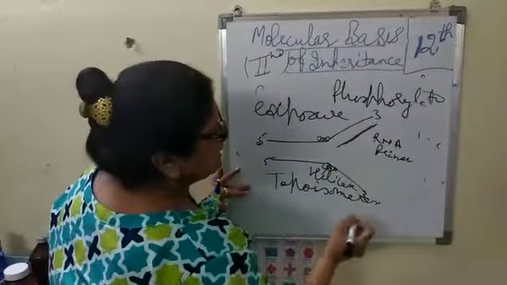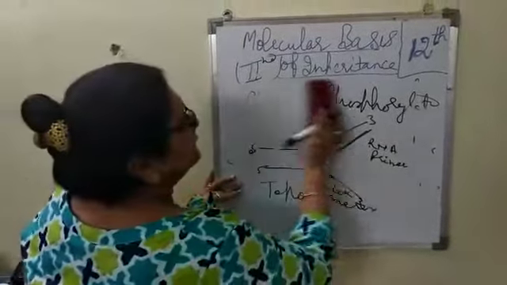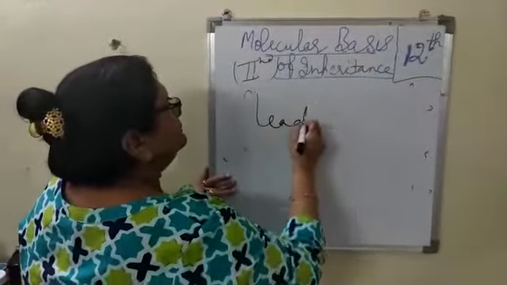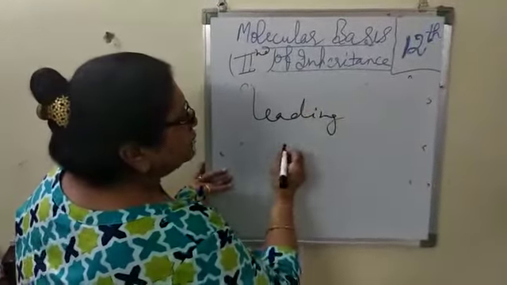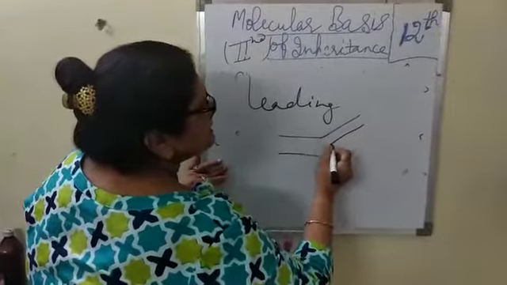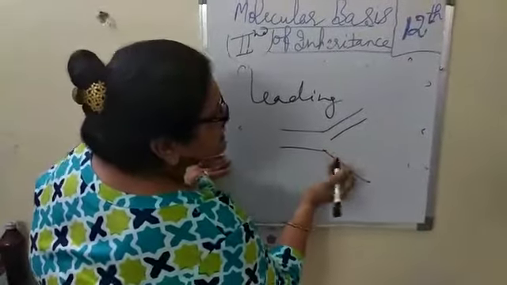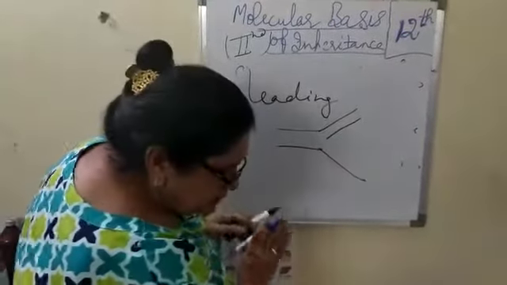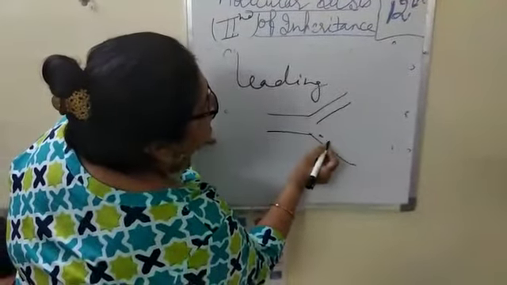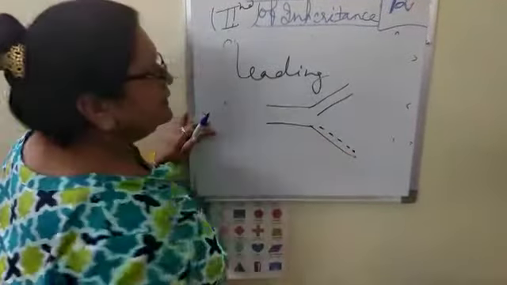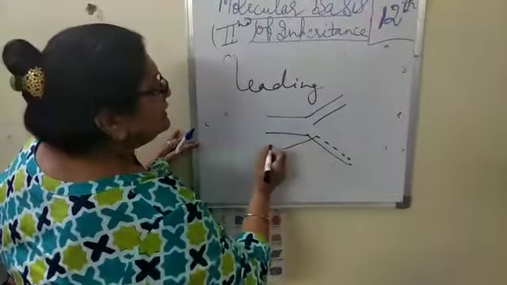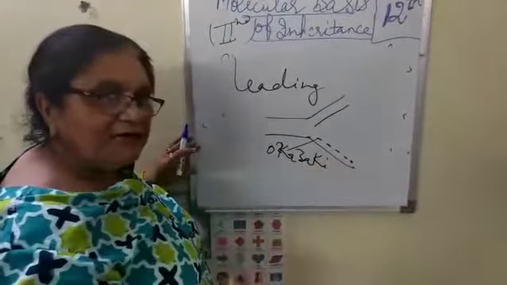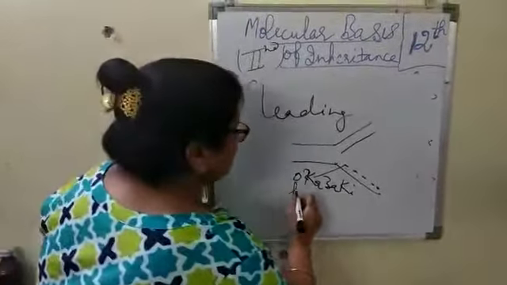Then the complete strand is formed, which is called the leading strand, a continuous strand. On the second side, the structures which are formed are formed in fragments. These fragments are called Okazaki fragments, named after the scientist who discovered them.